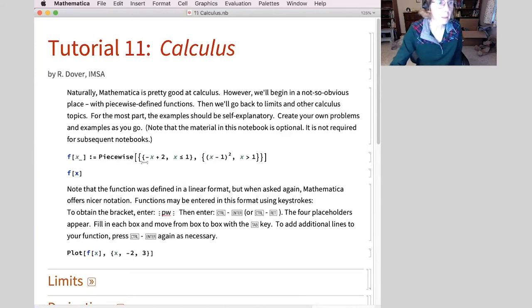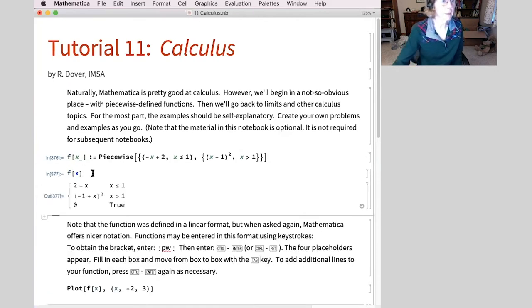Piecewise, then I have one piece here. Here's the function and my condition inside curly braces, comma. Here's my second piece, another function and the condition within curly brackets. Then both of those are within one set of curly brackets, and then I close that off with the square bracket. Now, when I just ask for f of x, you'll see what comes back.